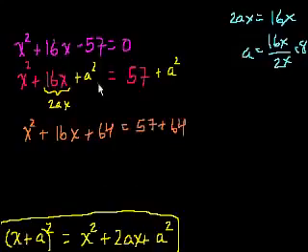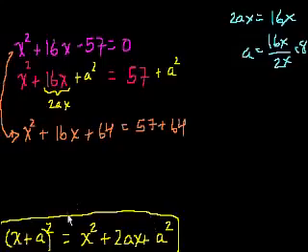All we did, I went through a fairly tedious explanation here, but all we've really done to get from there to there is we added 57 to both sides of this equation to get it on the right-hand side. And then we added 64 to both sides of this equation. And why did I add 64 to both sides of this equation? So that the left-hand side expression takes this form.